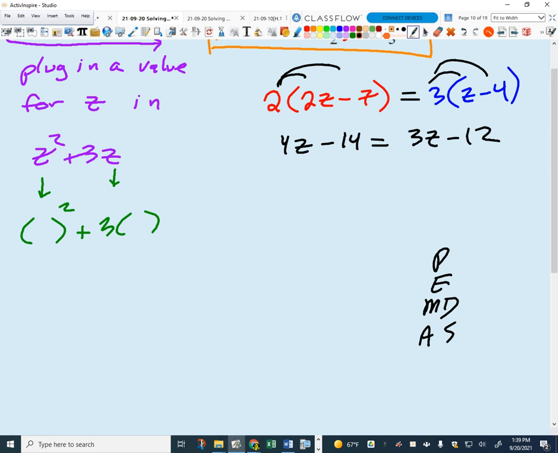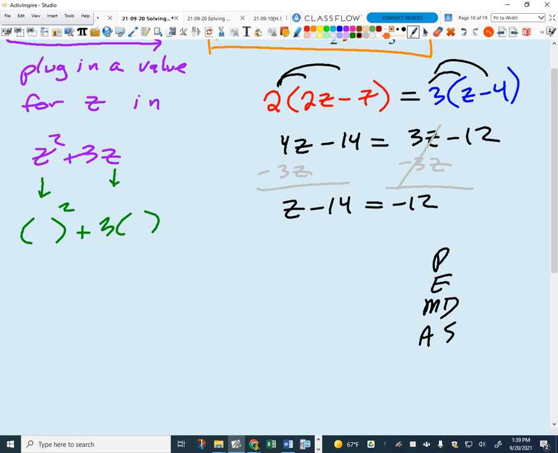Okay, good. I'm going to push the z's to the left side, aren't I? So I can have a positive number of z's. So we'll subtract 3z. Good, and that gives us 4z minus 3z is just z, right? z minus 14 equals negative 12.